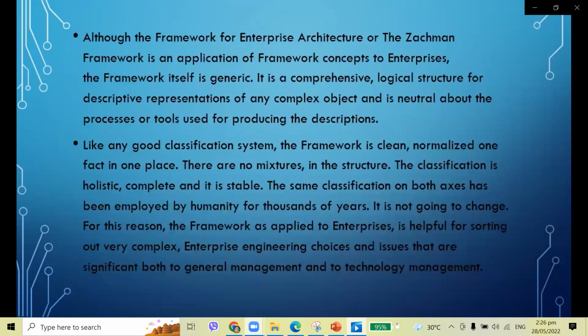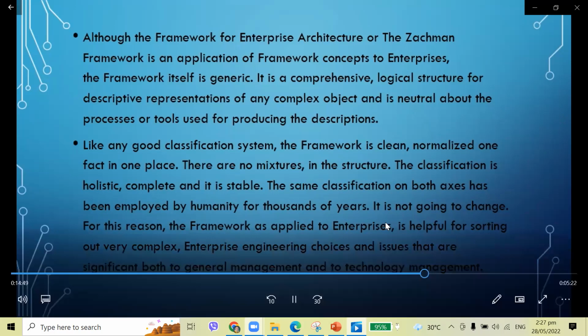So although the framework for enterprise architecture, or the Zachman framework, is an application of framework concepts to enterprises, the framework itself is generic. It is a comprehensive logical structure for descriptive representation of any complex object and is neutral about the process or tools used for producing the description.